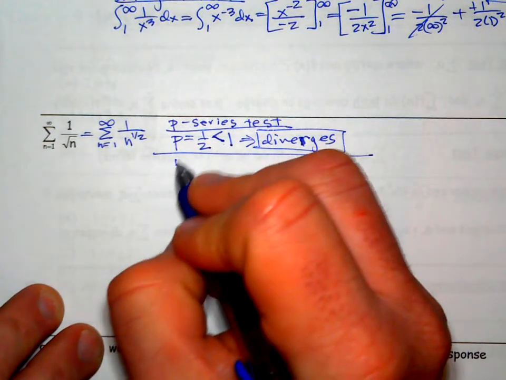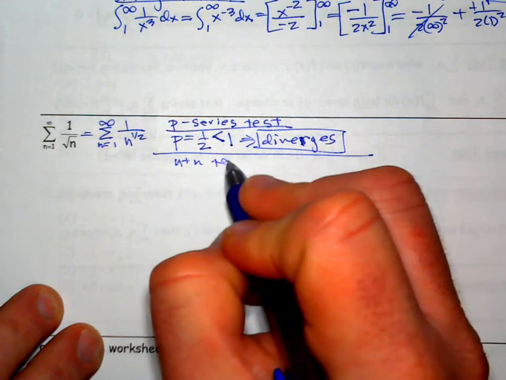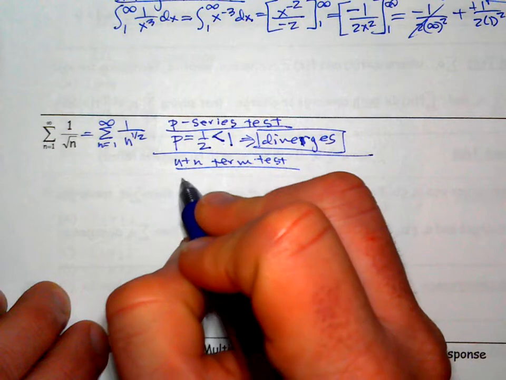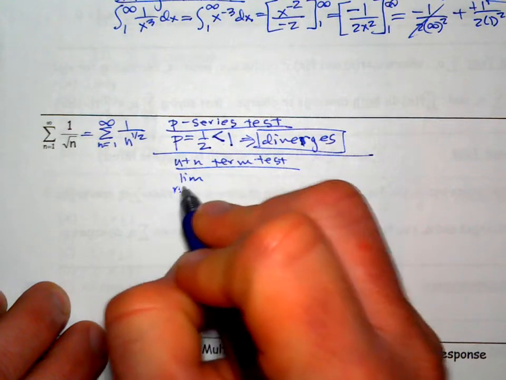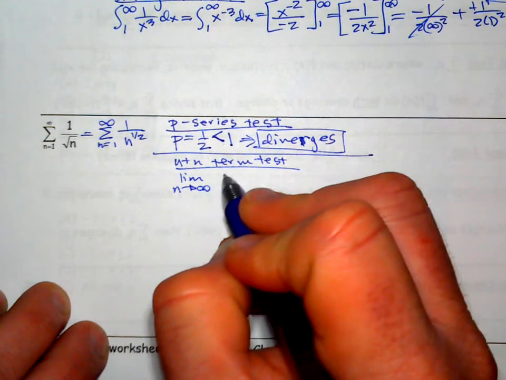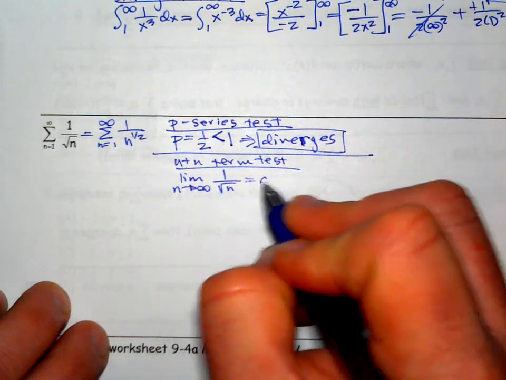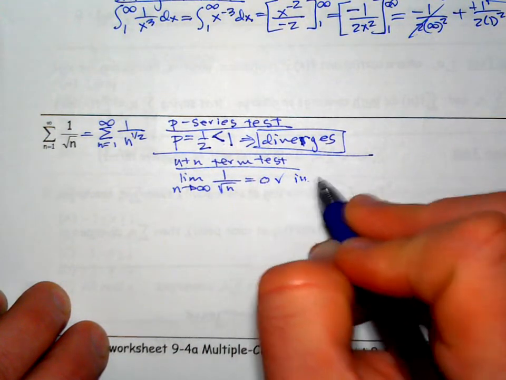We could try the other ones. Nth term test, usually inconclusive. Limit as n goes to infinity of, and you write however you want. It's going to go to 0, which is good, but it's inconclusive.